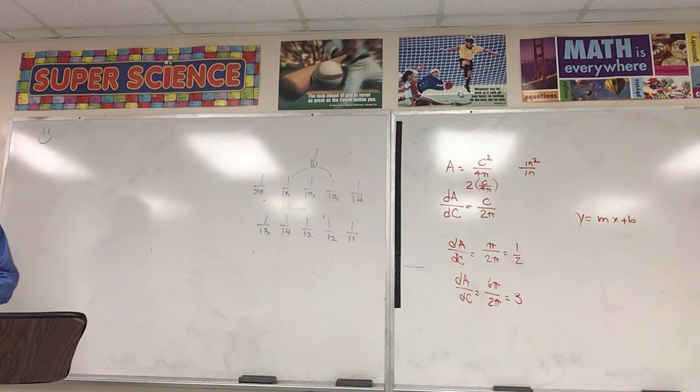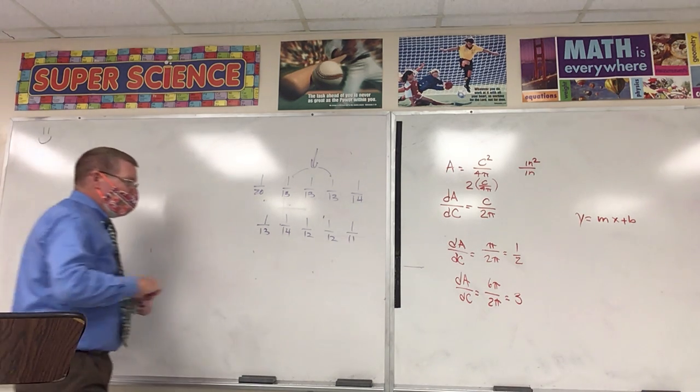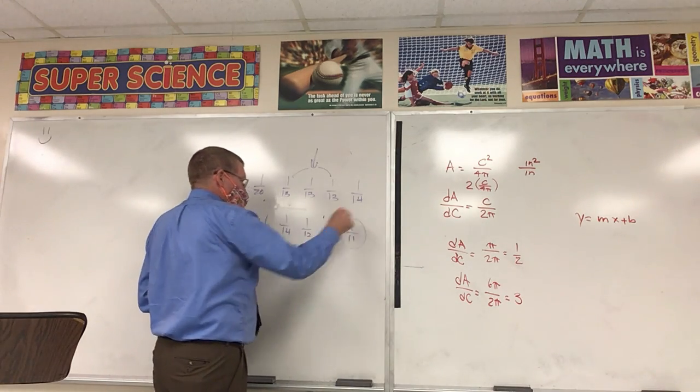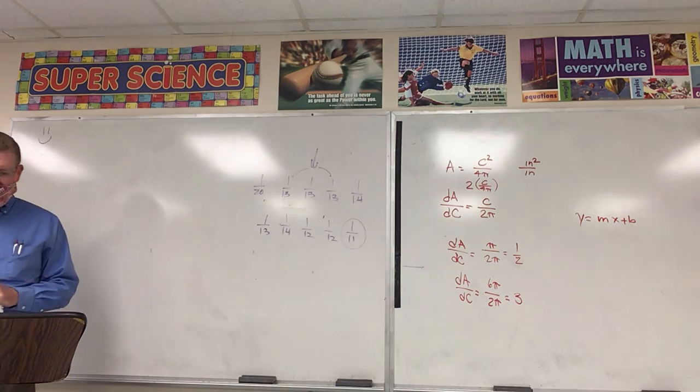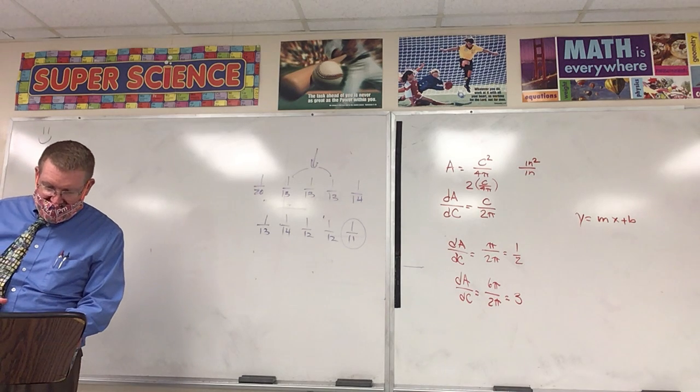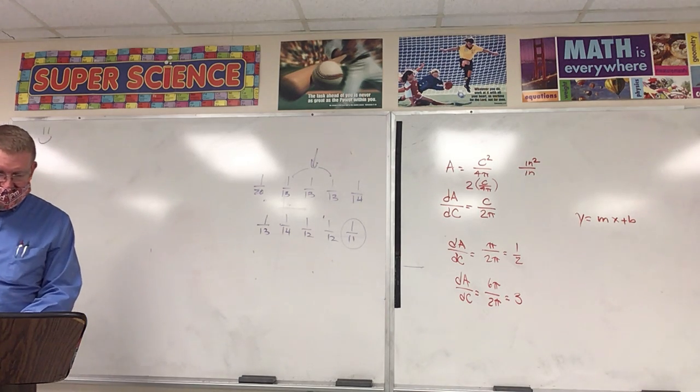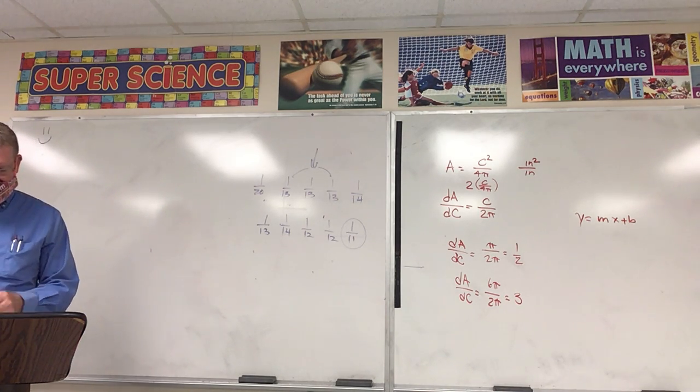Alright, so where's it moving the fastest? The last one. 1 over 11 is the bigger number, correct? Yes. Alright, then letter E, during which portion of the race is the horse accelerating the fastest?